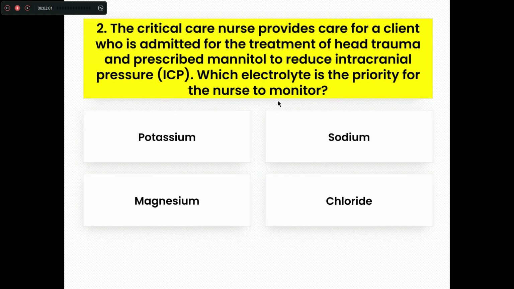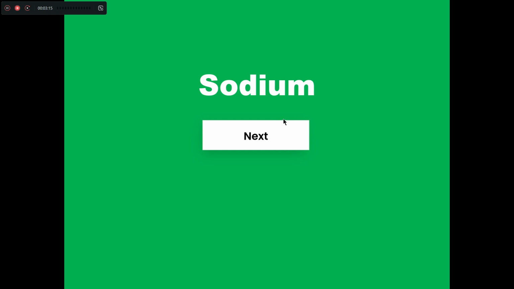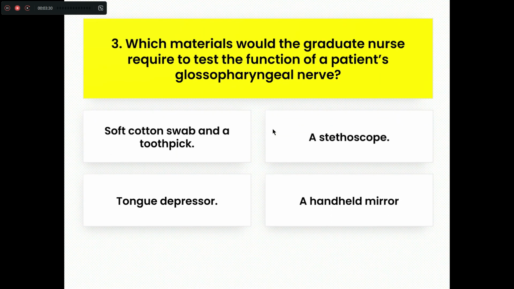When the patient who has head trauma and increased intracranial pressure is on mannitol, the nurse needs to monitor the electrolyte sodium. Mannitol is a hypertonic solution which may lead to changes in sodium level. So the nurse has to monitor sodium level in this case. Move on to question number 3.